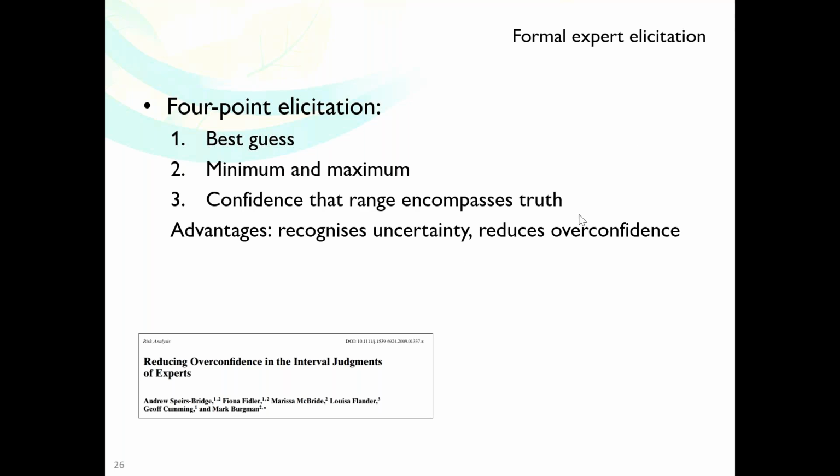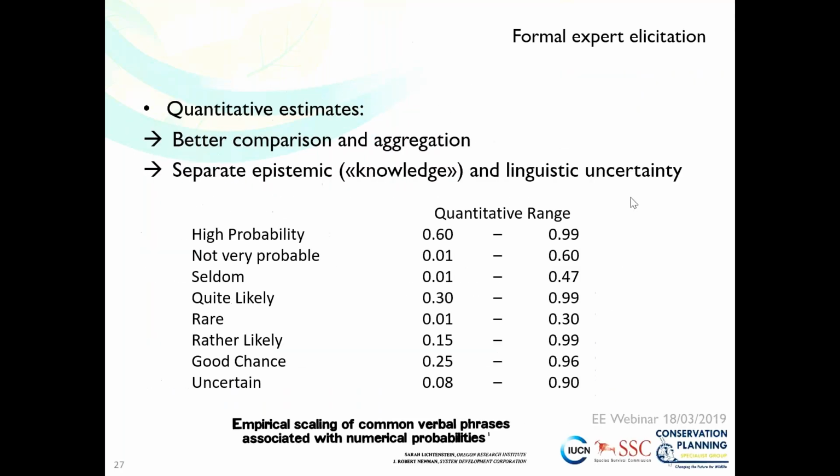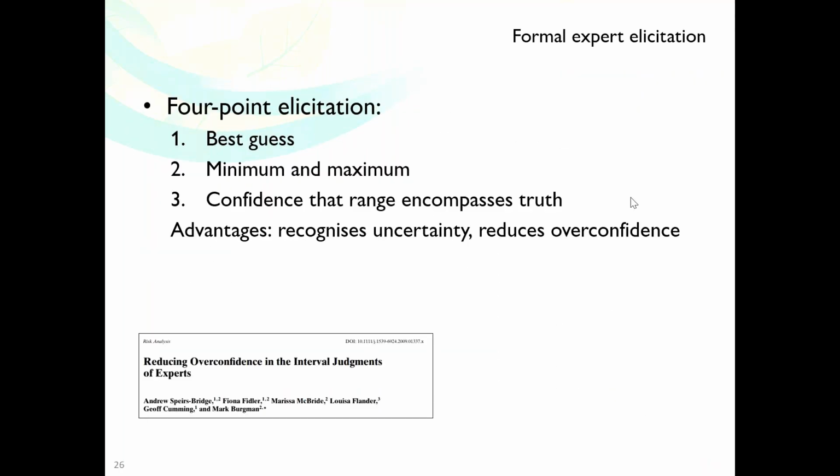So again, this is a method that was developed at the University of Melbourne and other smart people, where we ask people not only for one value, but we ask for a range of values, so the minimum and the maximum. So what's the minimum plausible probability of extinction, for example, if we vaccinate all animals in the population, and what's the possible maximum? And then we ask for a level of confidence. That range between minimum and maximum encompasses the truth.